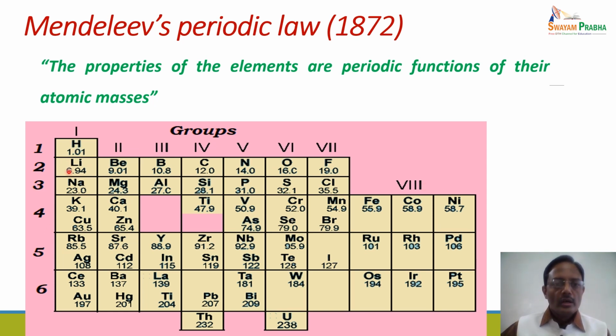For example, lithium, sodium, potassium, copper, rubidium, silver, cesium and gold have identical properties, so they have been put into a single group. This type of classification was put forward by Mendeleev. However, again there were certain problems, because there were certain gaps in between and the positions of certain elements were not appropriate according to their atomic masses. Hence, further development was required in this periodic table.